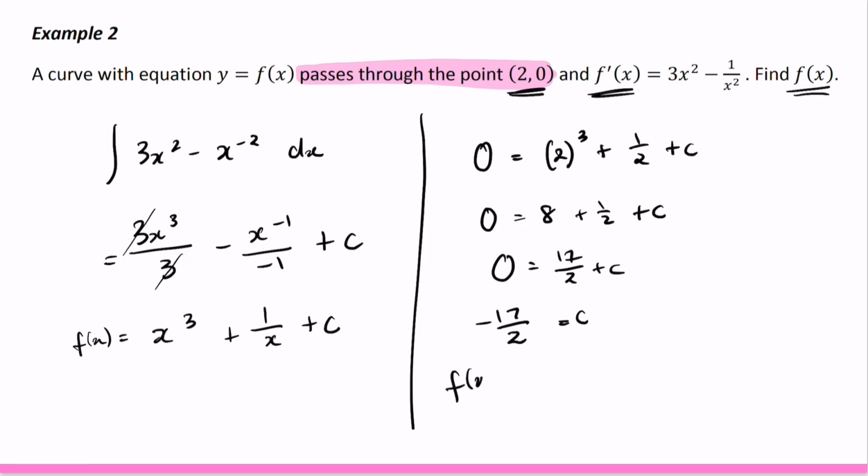And I can write my final equation as x cubed plus 1 on x minus 17 on 2. And that's it for this exercise.